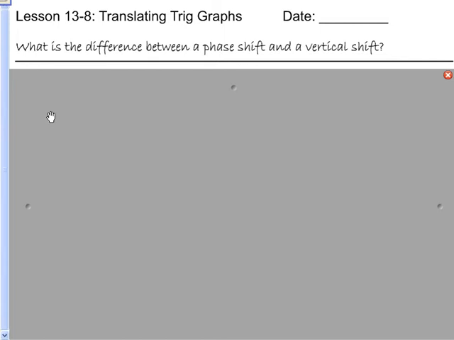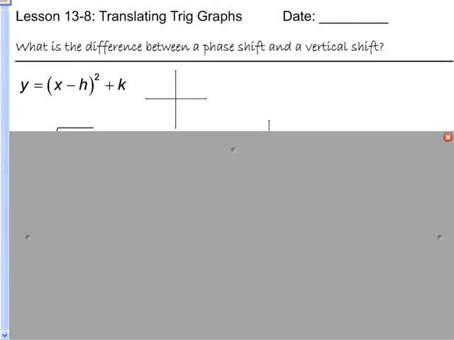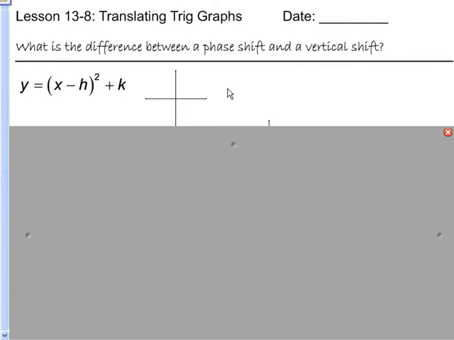So before we begin with the trig functions, let's review all of the things that we've learned that have different shifts. So we started off with this. So what does this graph look like? So it has an x squared in it. Those graphs are called parabolas, and they look like that.